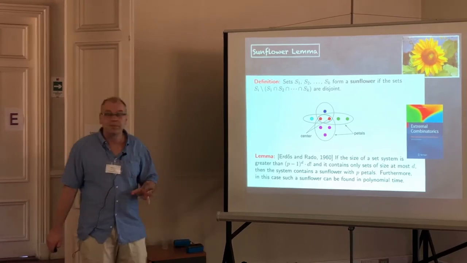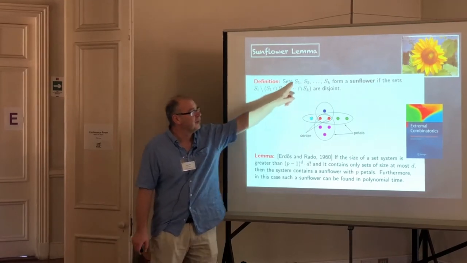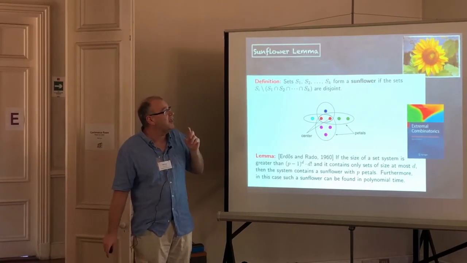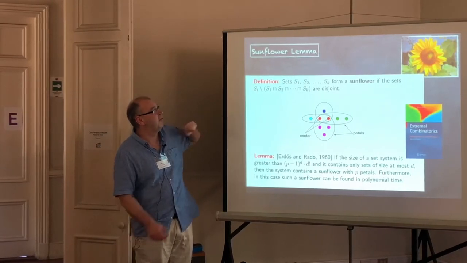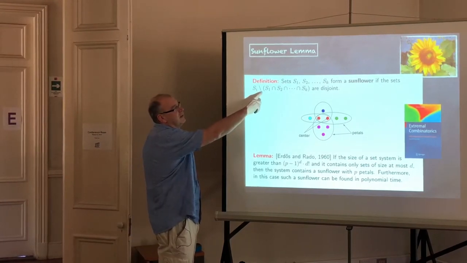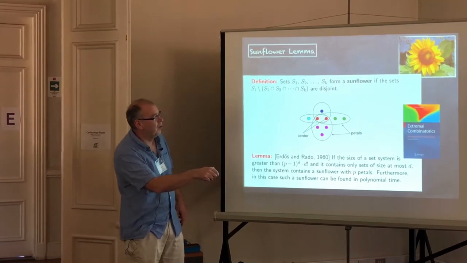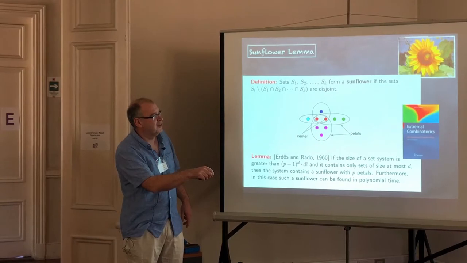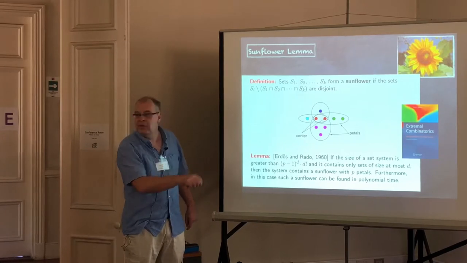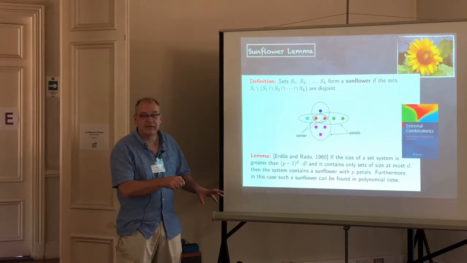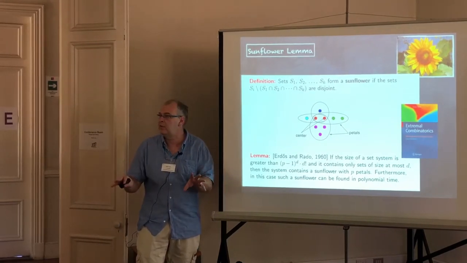So what is a sunflower? A sunflower is the following thing. If I have k sets, they form a sunflower if all sets formed by removing from each set the common intersection are disjoint. In this example, I have four sets and they have a common intersection. This is called the center of the flower. All the other parts are completely disjoint, and they are called petals. Right? The concept is clear, and it really looks like a sunflower.